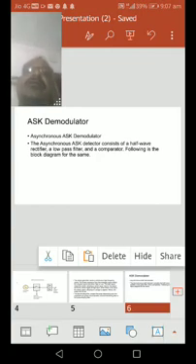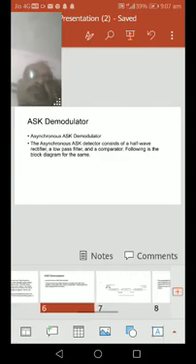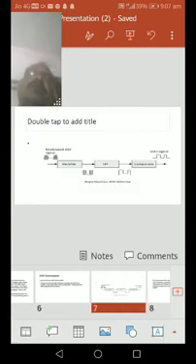Next, ASK demodulation. The asynchronous ASK demodulator consists of a half-wave rectifier, a low pass filter, and a comparator. The following is the block diagram. Here the input is the modulated ASK signal, which comes in as the shifted signal.